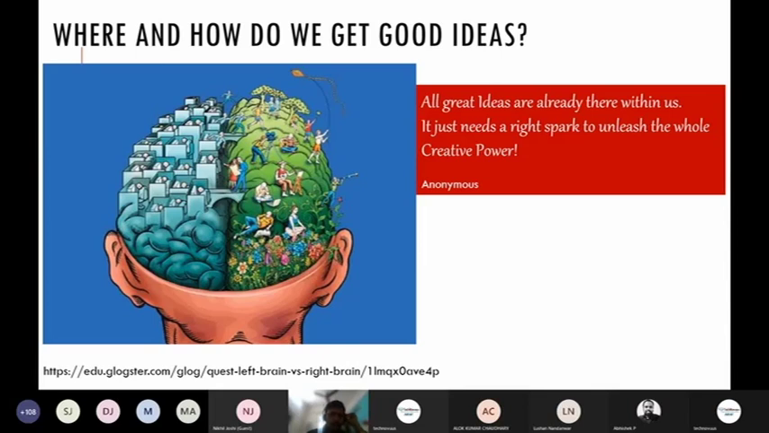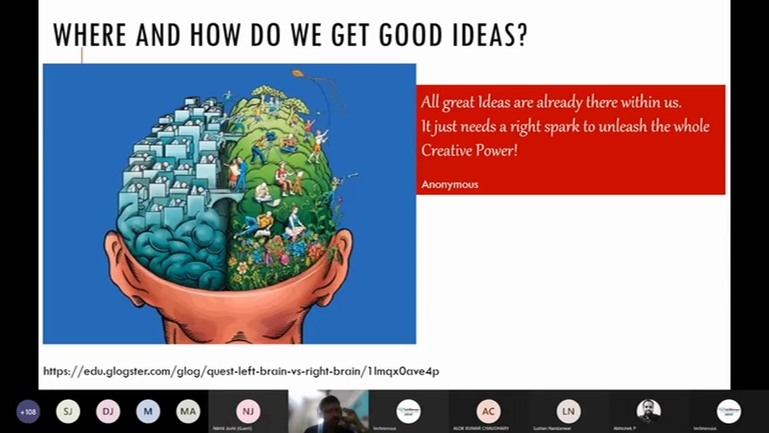Okay, where and how do we get good ideas? Now we are entering into the world of ideas. Let's look at how the idea works and how creativity works. Ideation is an important part of the whole process of innovation. And I like this quote by some person I don't know: all great ideas are already there within us, right? It just needs the right spark to unleash the whole creative power. And this is what we are doing here. I am not going to make you creative. You are already creative. Ideas are not going to come from this laptop or from anywhere else. They are all going to come from our own brain.